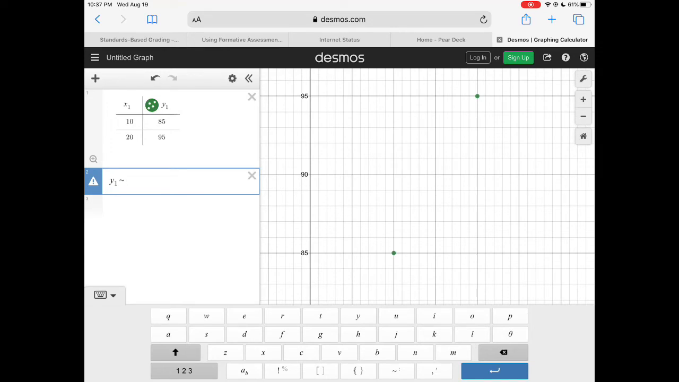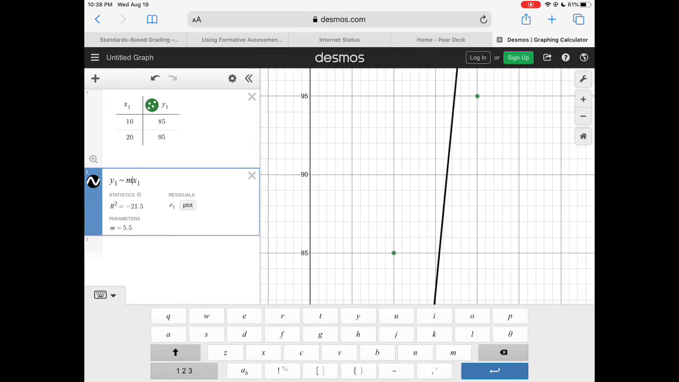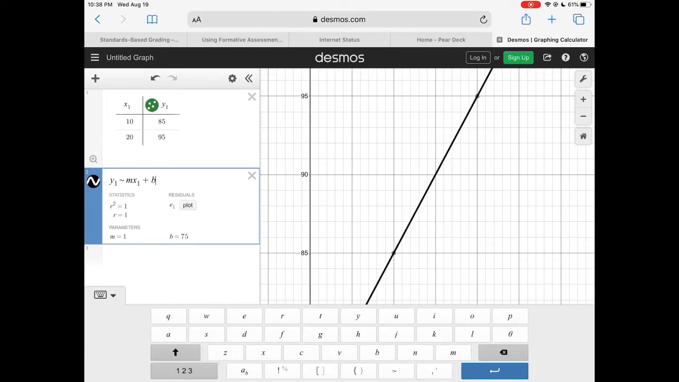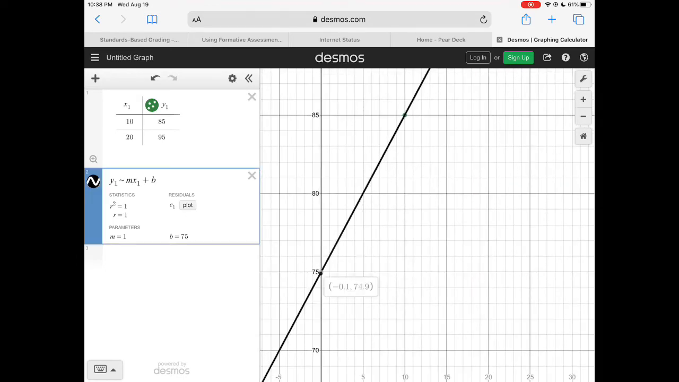All right, so we have y1. We want it to approximate, and we'll put in x1. Oops, I forgot to put in the m. I'm going to go back. Let me get the m in there. m times x1 plus b. All right, so once we get that, we're given all these things. We're given residuals, we're given statistics, and parameters. What we want to look at is the parameters. We have an m value and a b value. That's our slope and our intercept. So looking down here, yes, we can see that b, the y-intercept, is at 75 there. And we're told that the slope is 1. We'll get into some of the statistics things next time.